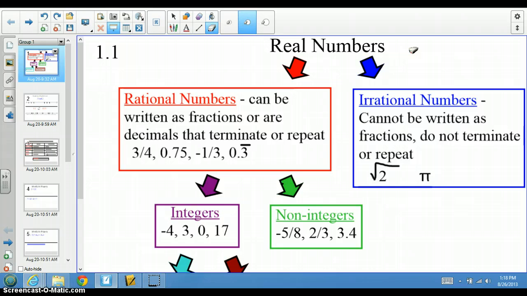So, for example, 0.3 or 3/10 repeating. Okay, it repeats. It has a pattern. Okay. That's similar to -1/3.